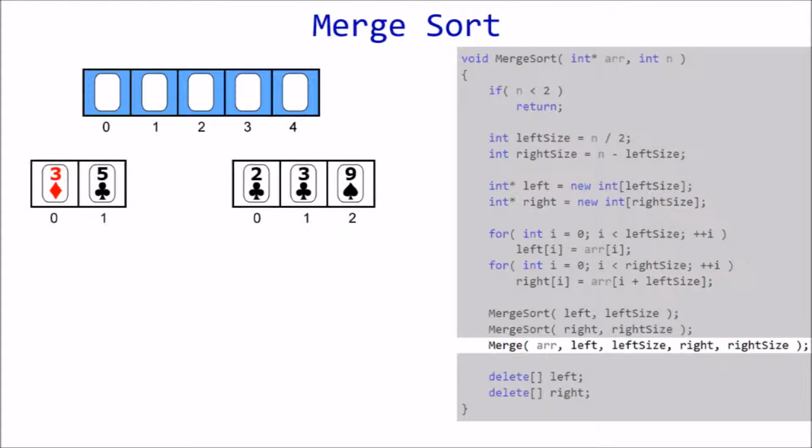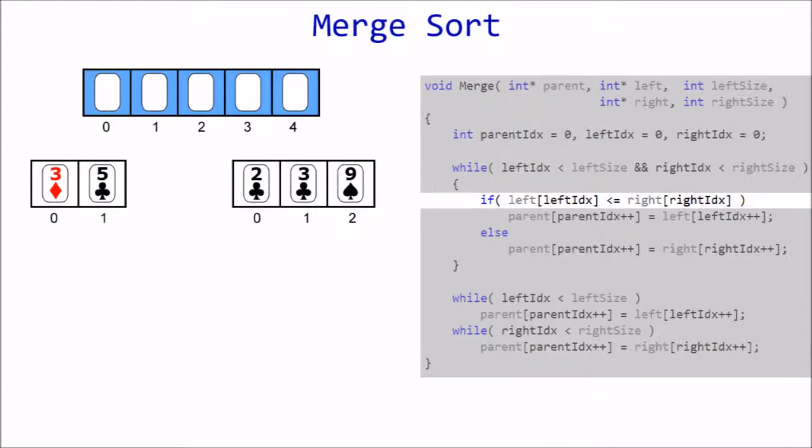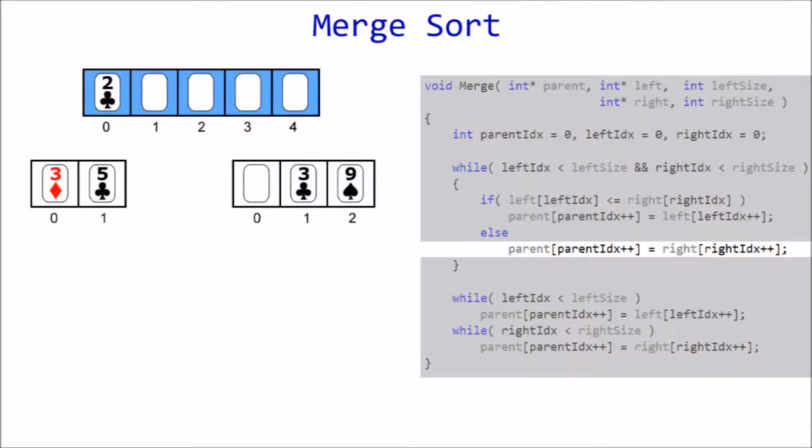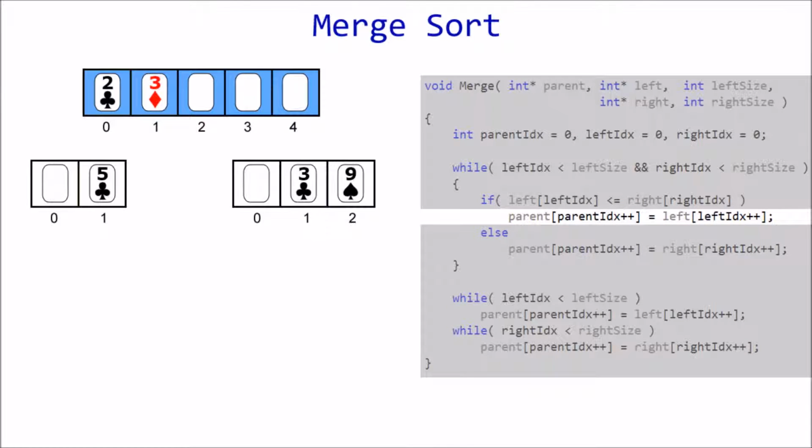But first, take a moment to observe that prior to any merge, both left and right sides are completely sorted, which all started with the single sorted elements at the very bottom. All we're doing is maintaining that sorted quality on the way back up. So back in the merge function, 2 is moved first. For the next comparison, both values are equal, so the one on the left, the 3 of diamonds, is moved first because of the less than or equals operator.